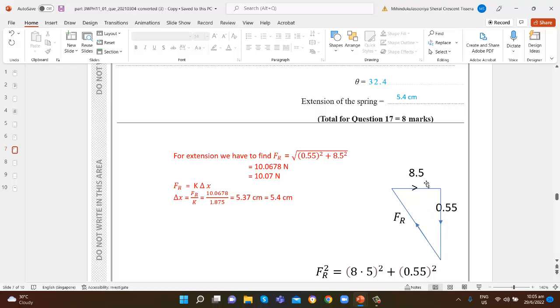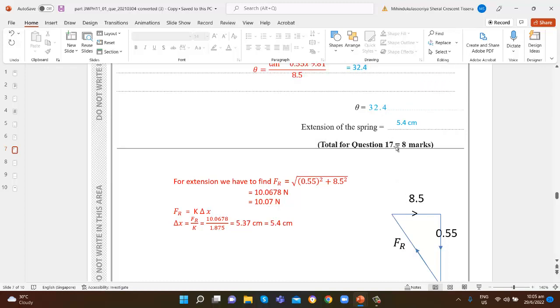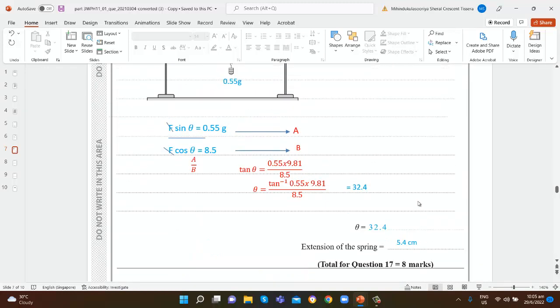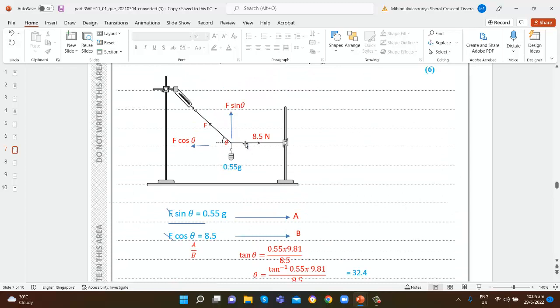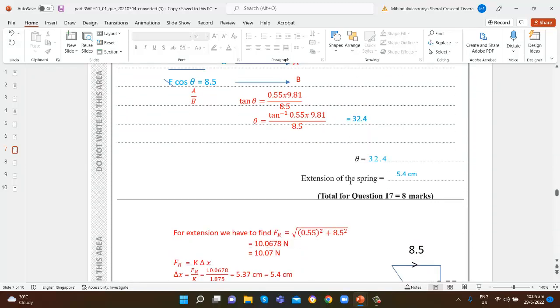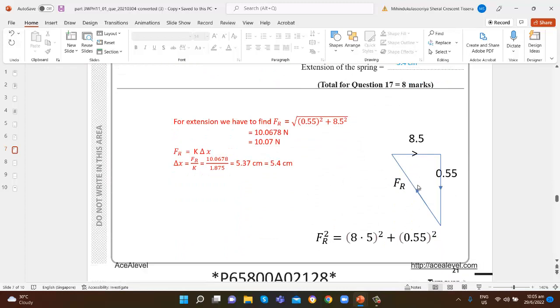So you came here. So then you now see, this is the other way. So this is head, this is the tail. So FR should be in this direction. 8.5. Yeah. So the resultant force is this way. You have to mark it here this way. So for the extension, we have to find FR.